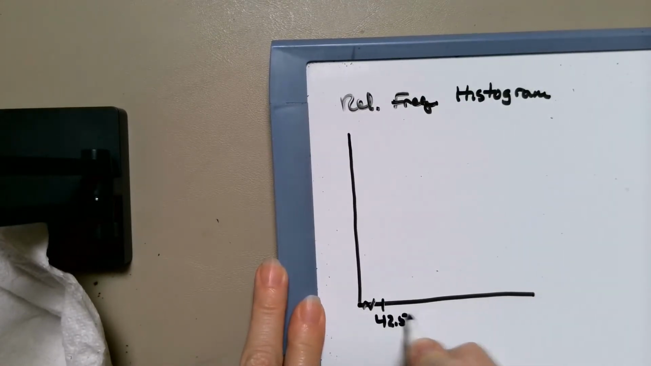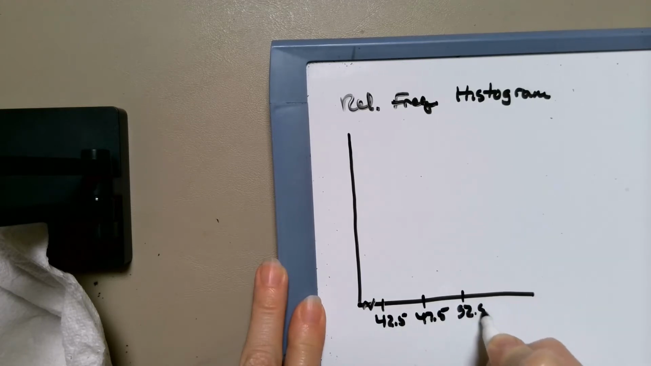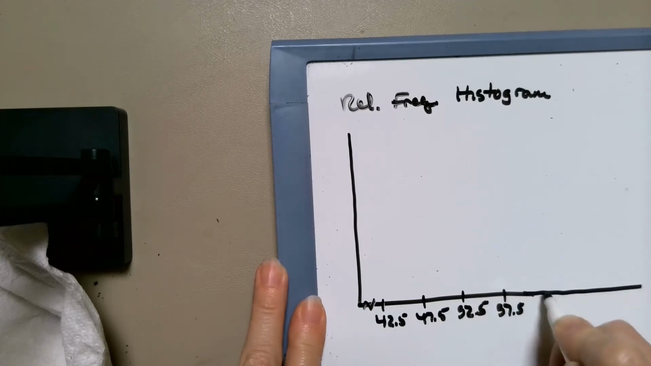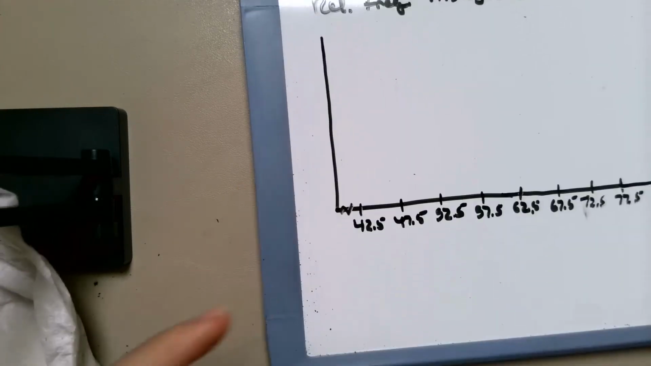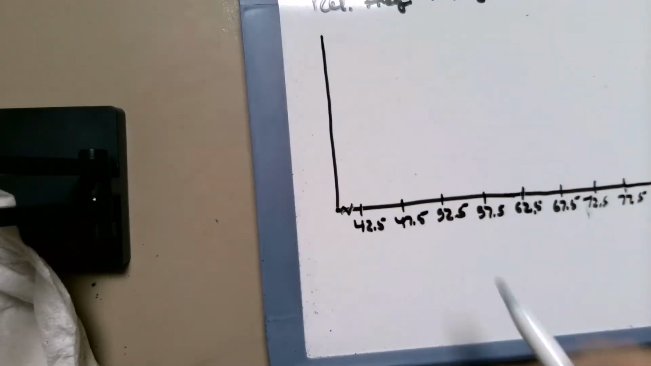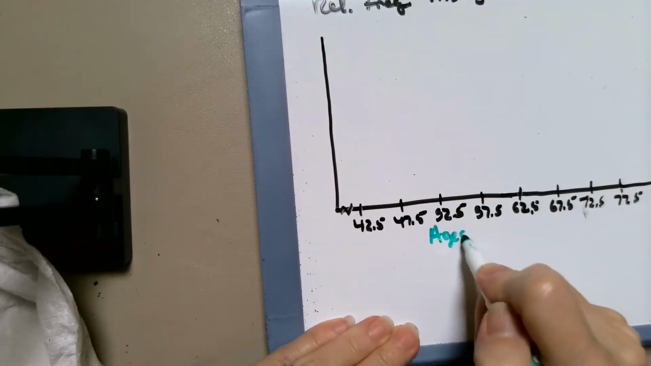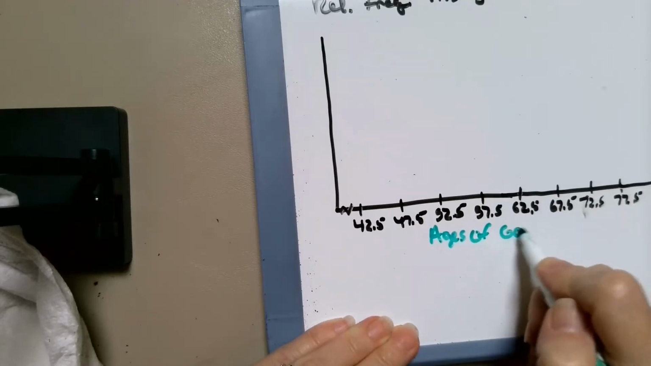So 42.5, 47.5, 52.5, 57.5, 62.5, 67.5, 72.5, and 77.5. And you want to say what these are, and these are ages of the state governors.